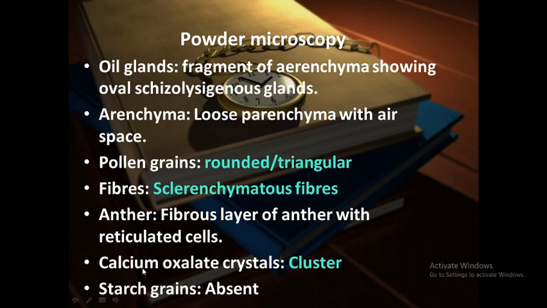Then calcium oxalate crystals, that is cluster shaped calcium oxalate crystals, are present in the powder of clove buds, and starch grains are absent in clove bud. The most important characteristics, that is identification characteristics: the starch grains are absent in clove bud and cluster shaped calcium oxalate crystals are present.